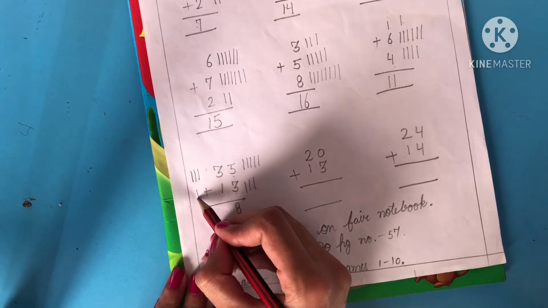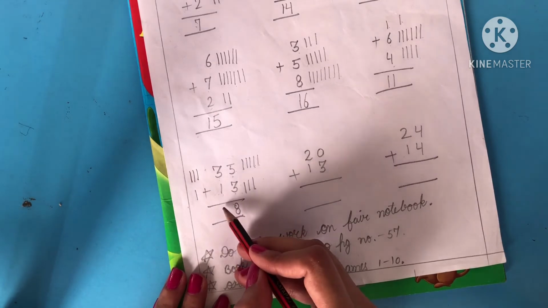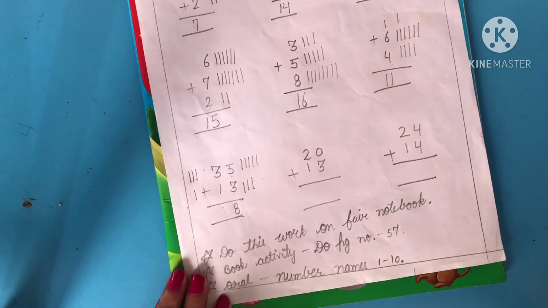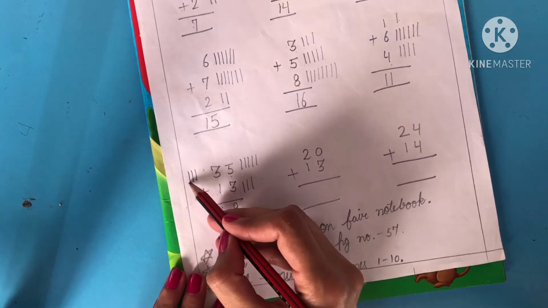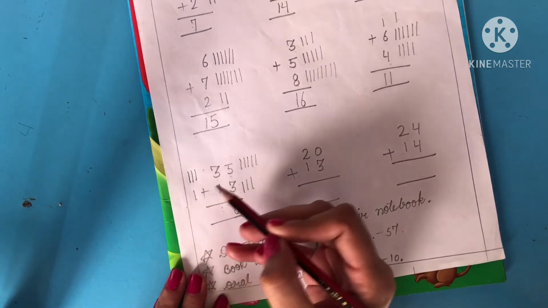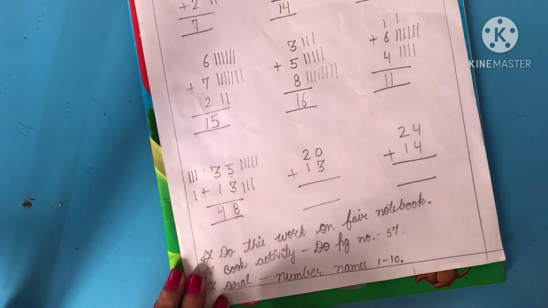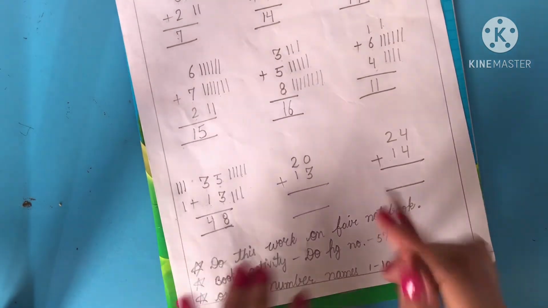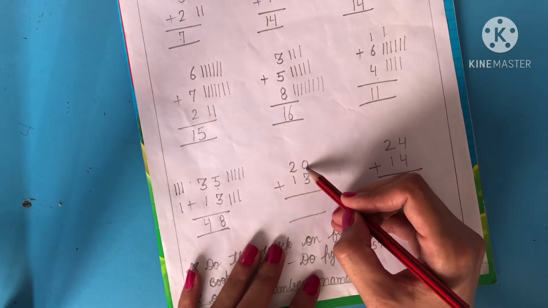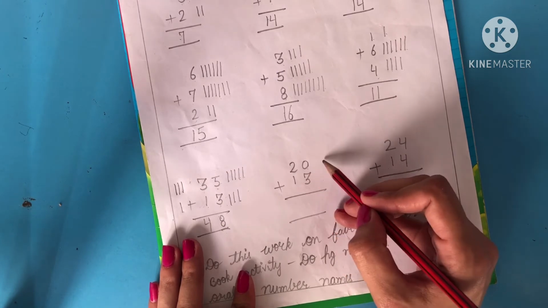It's 1. Draw 1 line. Then count all these lines and write the digit as per the lines. Count it. 1, 2, 3, 4. How many lines? 4. Write 4. Okay, and the next one, 0. 0 ki koi line nahi hoti hai. To hum 0 ki koi line nahi draw karenge.